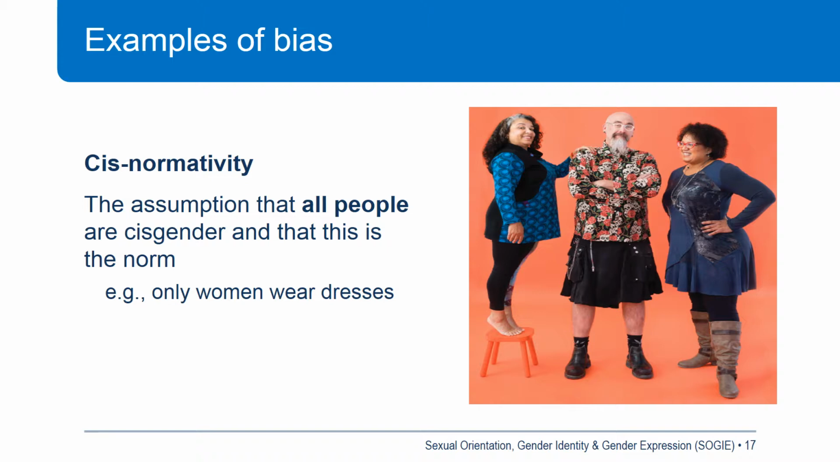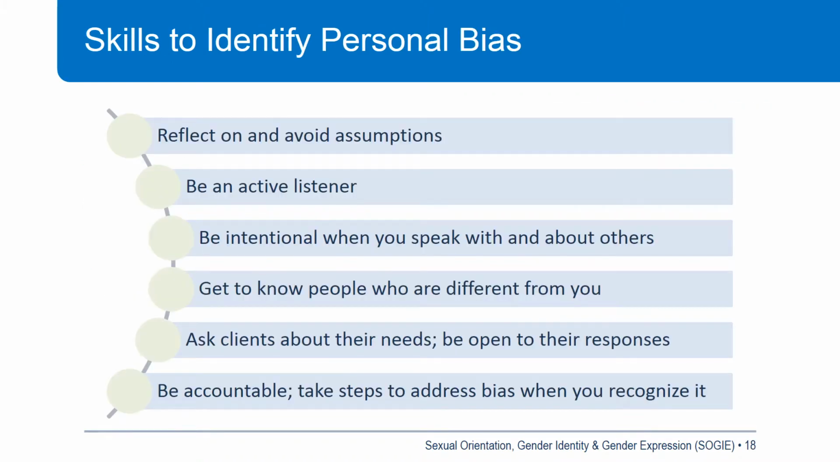Cisnormativity is the assumption that all people are cisgender, and that this is the norm, that only women wear dresses, for example. Cisnormativity is closely linked to the idea of stereotypes, that assumption about characteristics of different groups of people. These stereotypes are rigid beliefs about how people should behave based on their gender identity. For example, boys like sports, girls like to cook, boys don't cry. They vary culture to culture, but they can be very limiting.